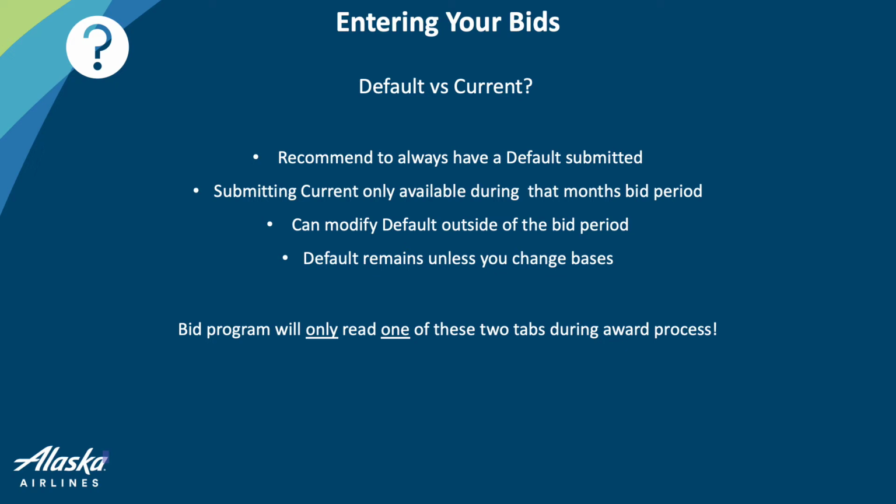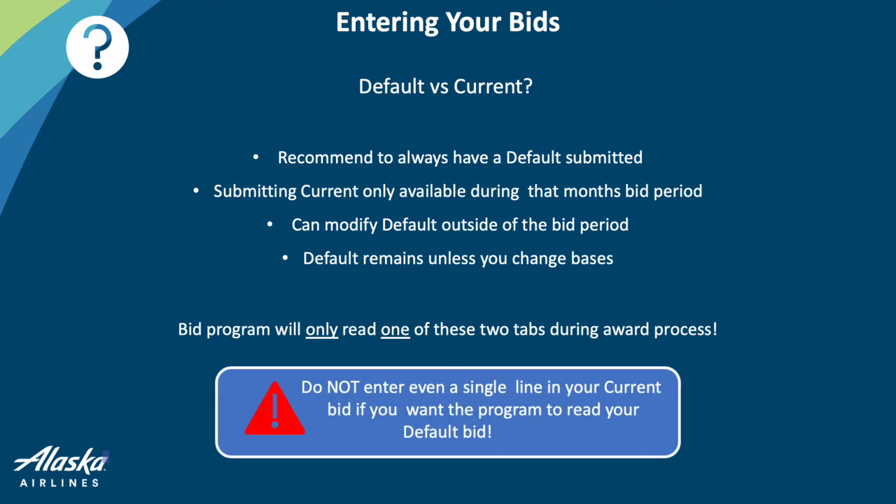The program will only read one bid during the award process, either the current bid or the default bid. It will not skip from one to the other. If you've entered even a single line in your current bid, then the program will not read your default bid. Do not enter even a single line into your current bid if you want the program to read your default bid. This happens to a few people every month.